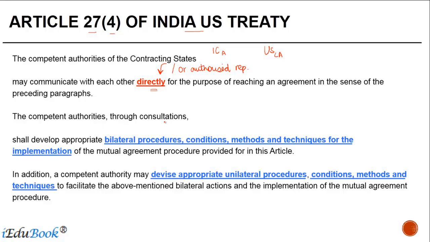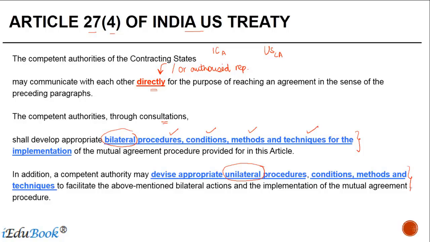The competent authorities through consultations shall develop appropriate bilateral procedures, conditions, methods and techniques for the implementation of MAP provided for in this article. So when we look at these two lines, the reference is to bilateral. In addition, a competent authority may devise appropriate unilateral procedures, conditions, methods, and techniques to facilitate the above-mentioned bilateral action and the implementation of mutual agreement procedure.